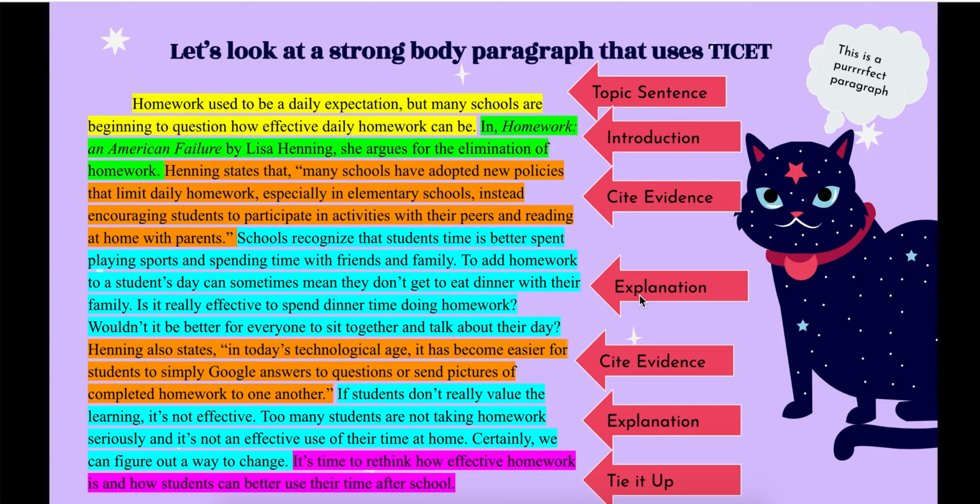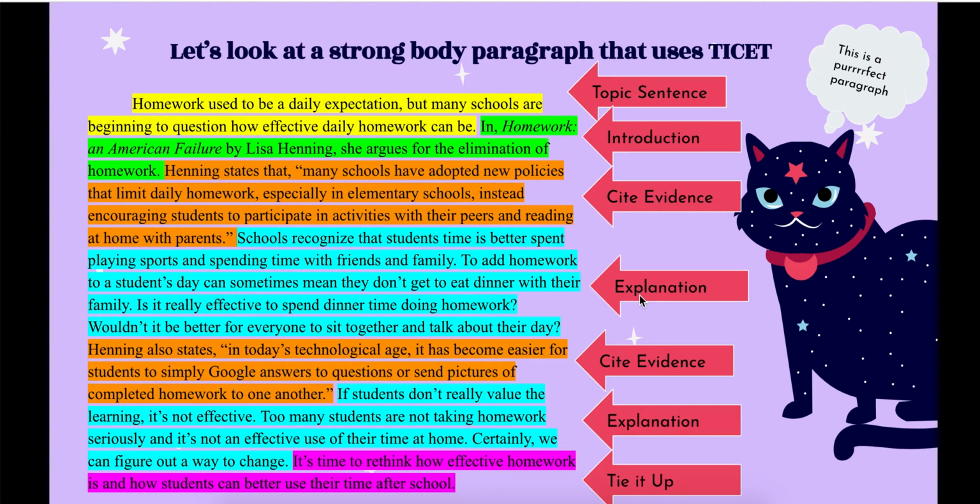Schools recognize students' time is better spent playing sports and spending time with friends and family. To add homework to a student's day can sometimes mean they don't get to eat dinner with their family. Is it really effective to spend dinner time doing homework? Wouldn't it be better for everyone to sit together and talk about their day?